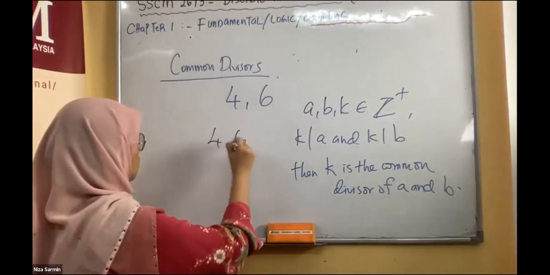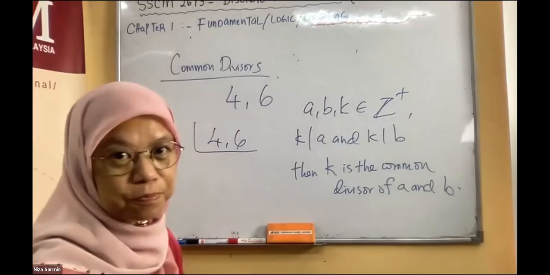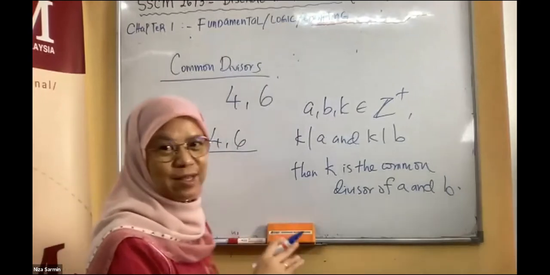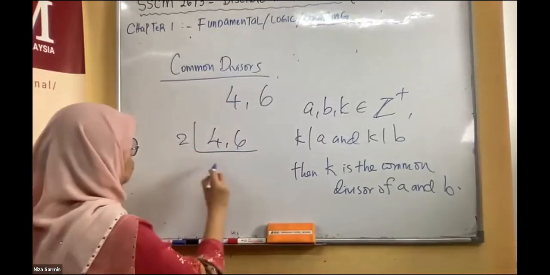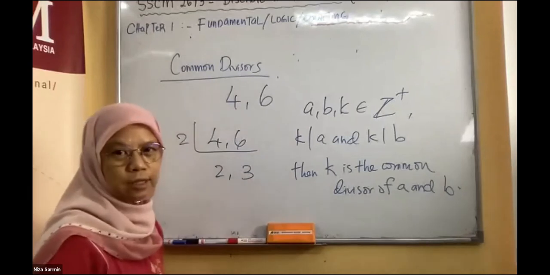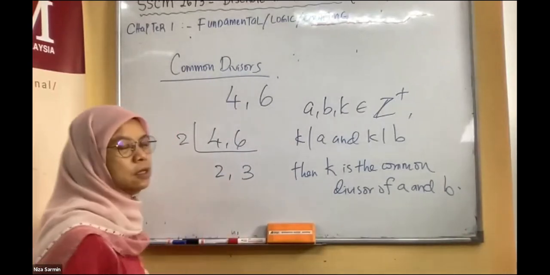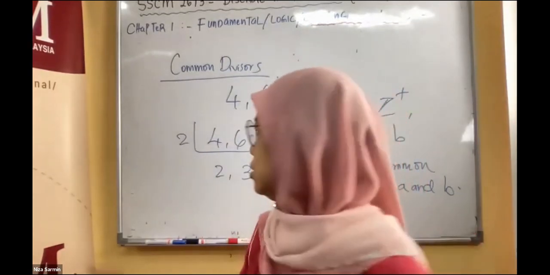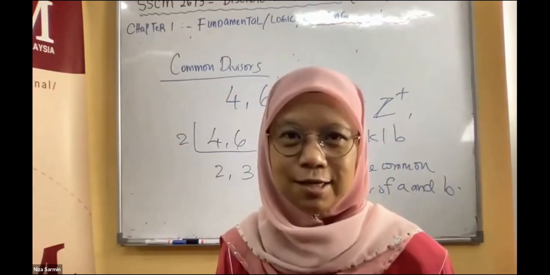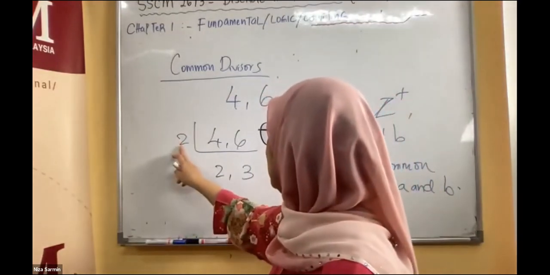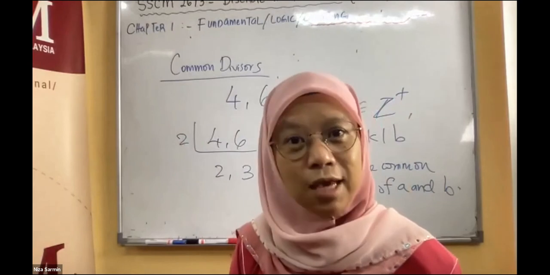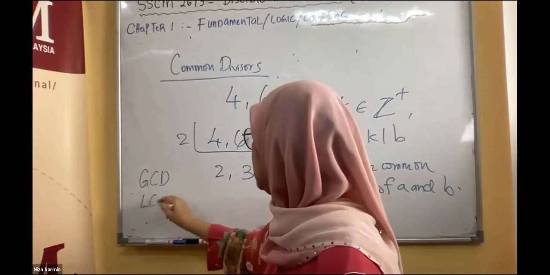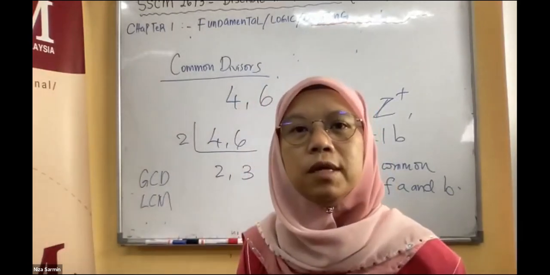I remember during my time at school, this is how I did it. I don't know how you do it. Find something that you can divide, the common one. That is a 2, so I put 2 and 3. There is nothing else that can divide 2 and 3 except for 1, so you stop there. This is the GCD. And you want to find the LCM later. GCD is the greatest common divisor, LCM is the lowest common multiple.